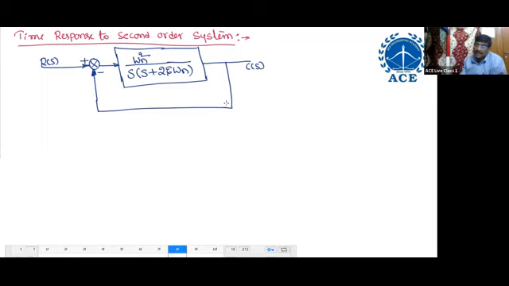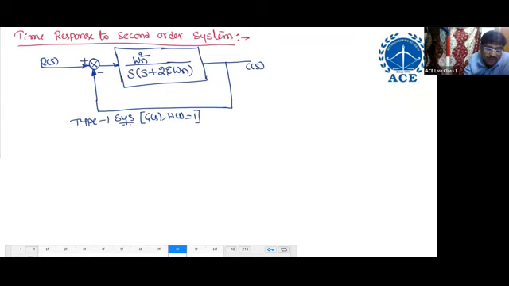What is the type and order here? Anybody? Type is 1, order is 2. Very good. Correct. Right, listen. So type is 1. Type is determined from G of S only. It is a type 1 system. For the type you have to observe only G of S. H of S is 1.